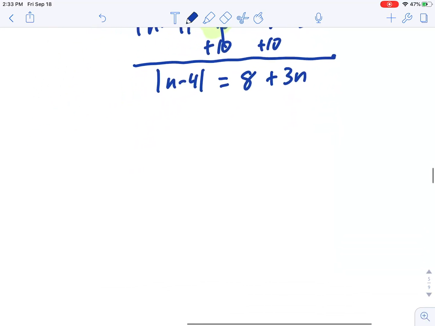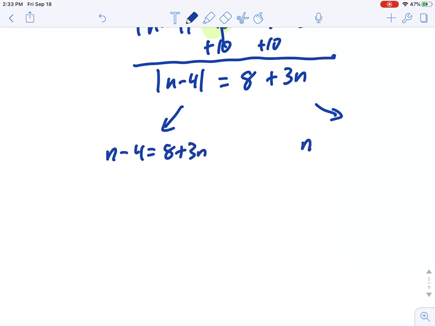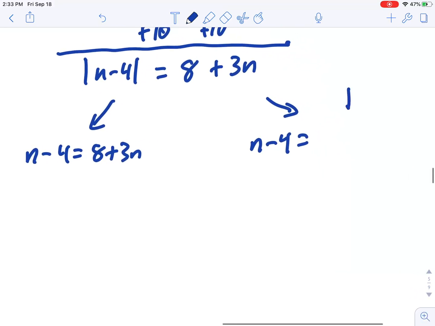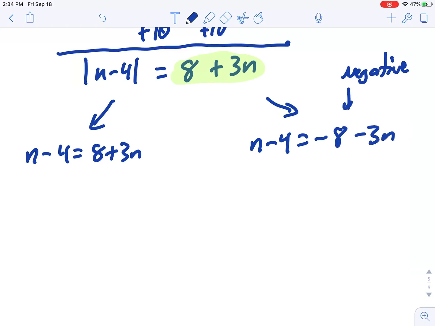Now this is where we split into two separate problems. We have n minus 4 equals 8 plus 3n, and n minus 4 equals, all right, what do we do with the other side? This is where we make this side negative. When it's a number, you just make the number negative. But what if it's a whole expression, like 8 plus 3n? Well, you make them both negative. Negative 8 minus 3n. It's that simple. If one of them was already negative, we'd switch it to positive. So you just reverse it or change it around, however you want to say it.